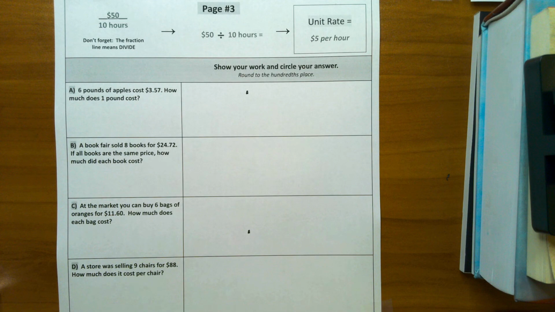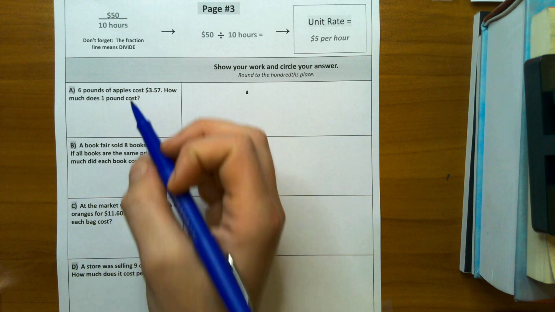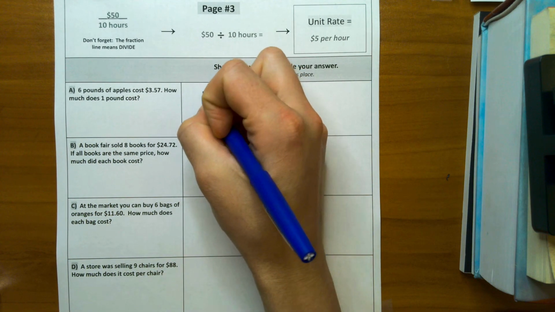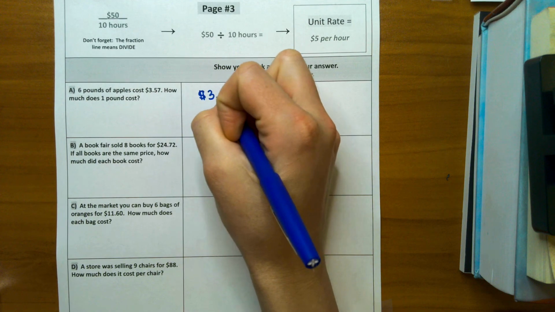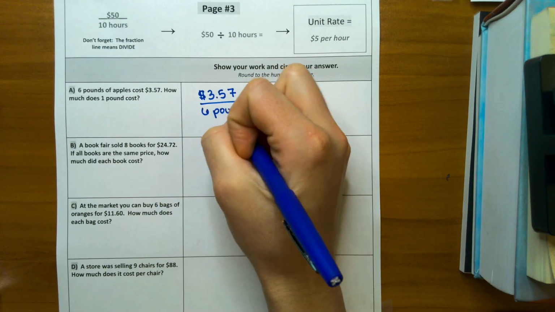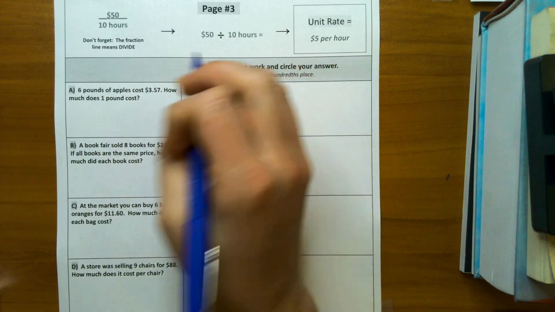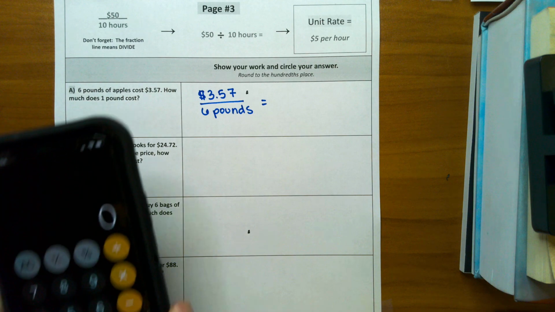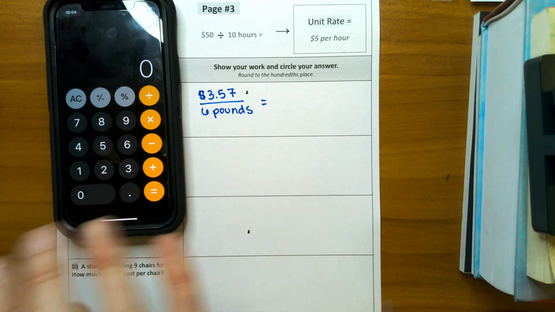On page 3, I want you to complete problem A, then come back to the video to check your work. A says it's $3.57 for 6 pounds of apples. So to figure out 1 pound, I'll do 357 divided by 6 pounds. And 357 divided by 6.